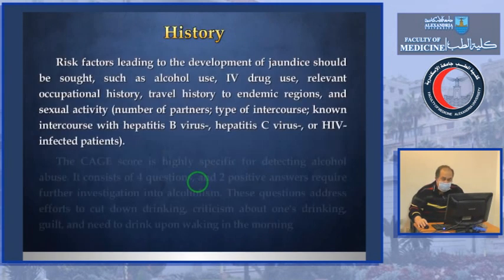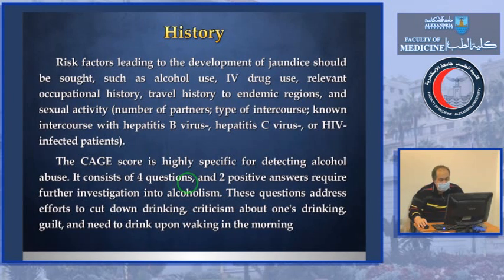As I mentioned before, we will start collecting data in the history. What are the important questions you should ask that give you a clue to the etiological agent? Of course, the risk factor leading to the development of jaundice. For example, alcohol abuse, intravenous drug use, occupational history due to exposure to carbon tetrachloride gases, traveler to an endemic area in which there is poor standard of hygiene, and the fecal oral transmission, for example, of hepatitis A.